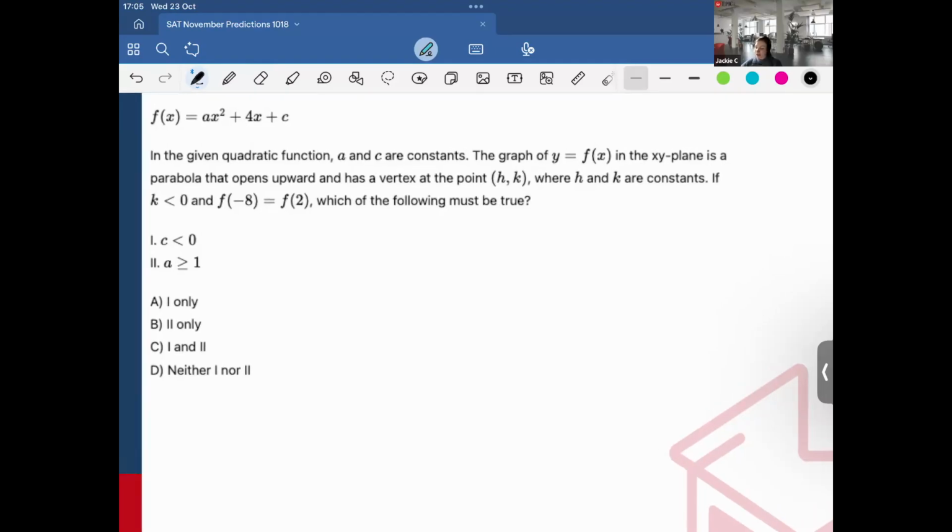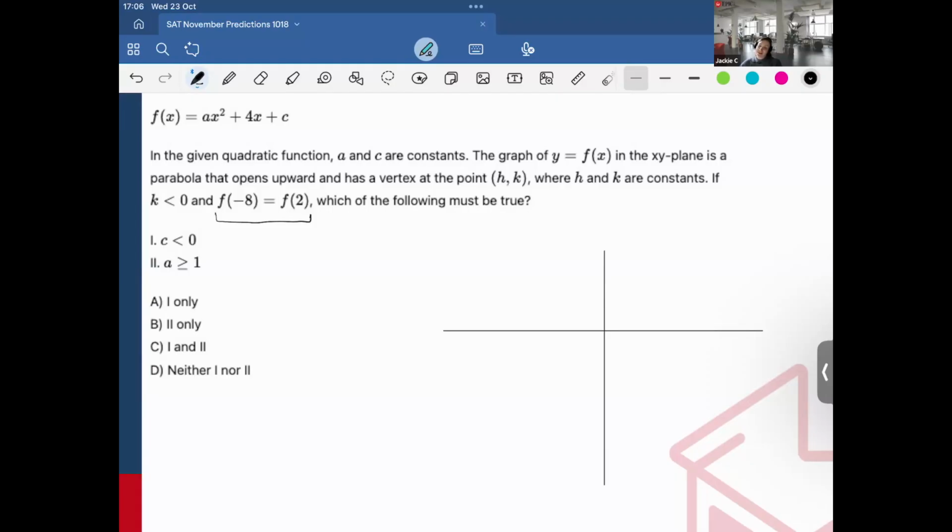So here I have the quadratic. It says in the given quadratic function, a and c are constants, the graph of y equals f of x in the xy-plane is a parabola that opens upward and has a vertex at the point (h, k), where h and k are constants. And then it says blah, blah, blah. If k is less than 0 and f of 8 is equal to 2, which of the following must be true?